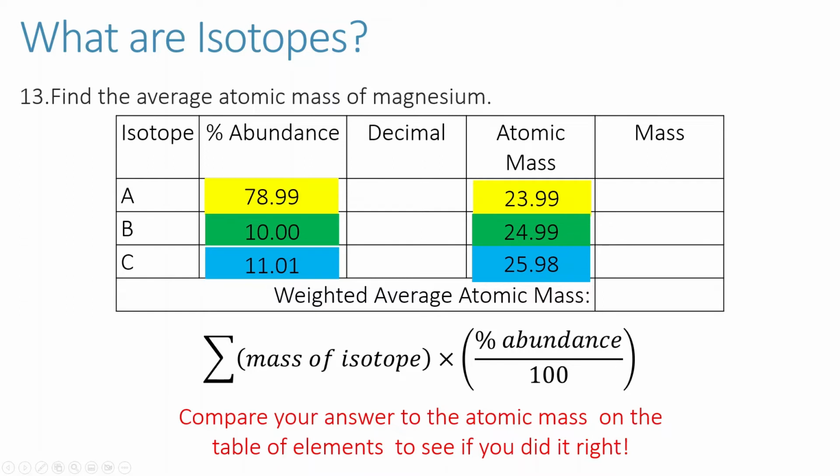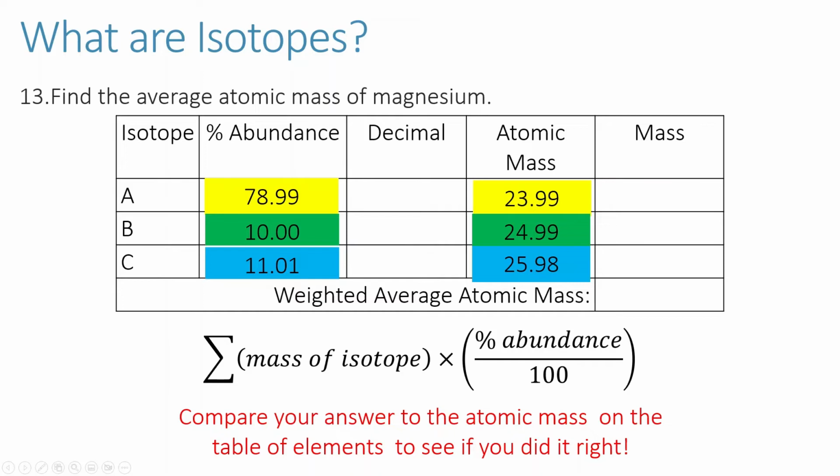Now what I want to do is find what we call a weighted average. So essentially, I need to figure out what 78.99% of 23.99 is. I need to figure out what 10% of 24.99 and what 11.01% of 25.98 is.